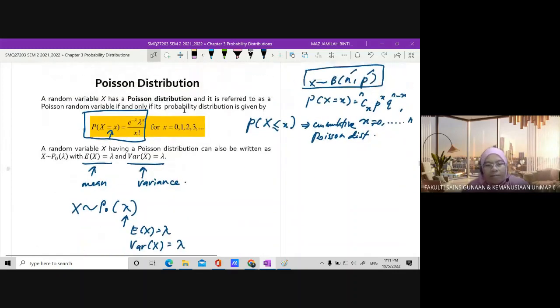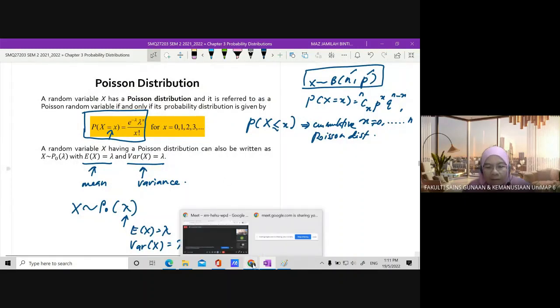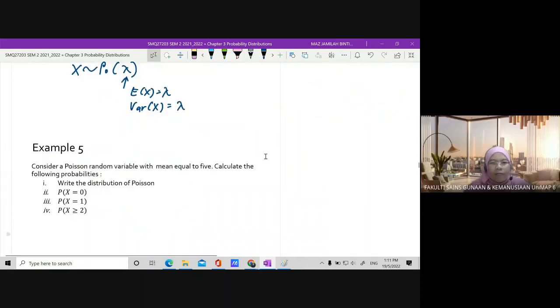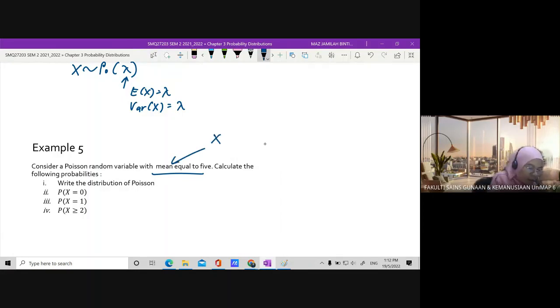Any questions so far, class? Are you all with me, class? Okay, clear? So let us look at the first example. Straightforward, without any complicated equations. Consider a Poisson random variable with mean equal to 5. Calculate the following probabilities. Now everything has been clearly defined for you. Poisson random variable with the mean equal to 5. This means you can write down the distribution of your X, that will be following Poisson with the mean lambda equal to 5.